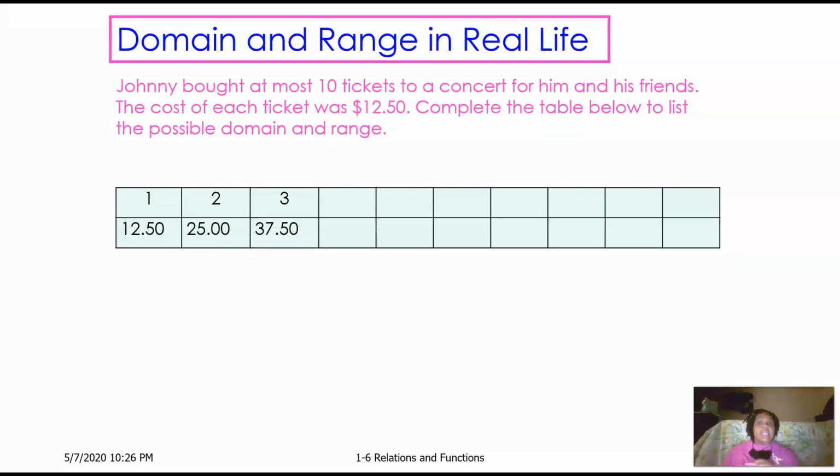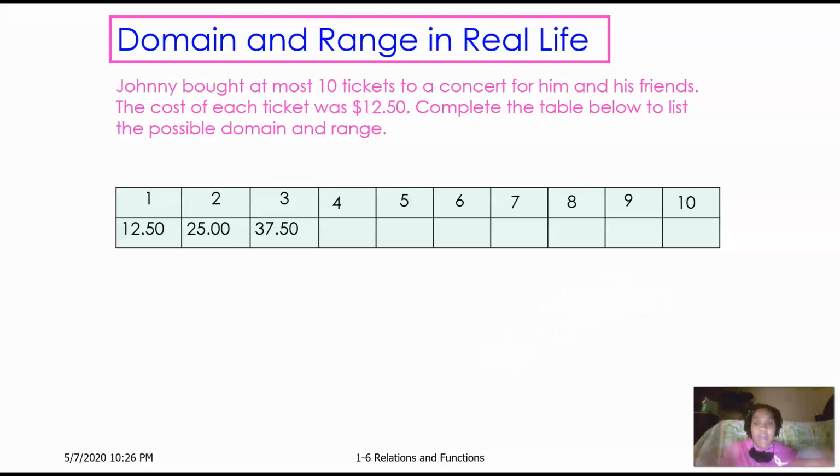So Johnny bought at most 10 tickets to a concert for him and his friends. The cost of each ticket was $12.50. Complete the table. So knowing $12.50 per ticket, for one friend it's $12.50. For two friends it's $25. For 3 friends, it's $37.50. So if you continue on with that pattern, for 4 friends, add $12.50 to that, and you have 5, 6, 7, 8, 9, 10.